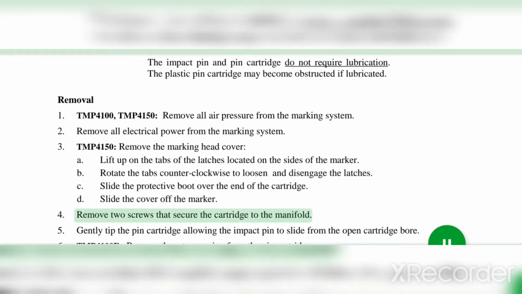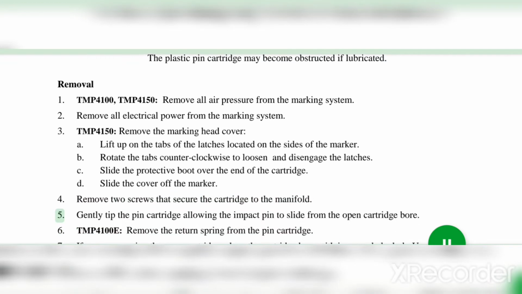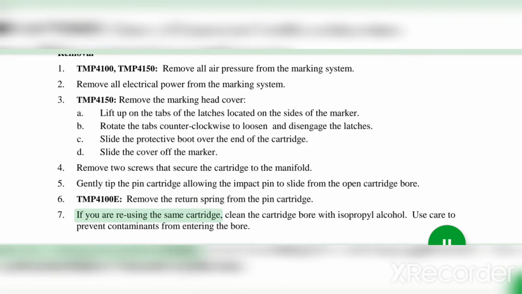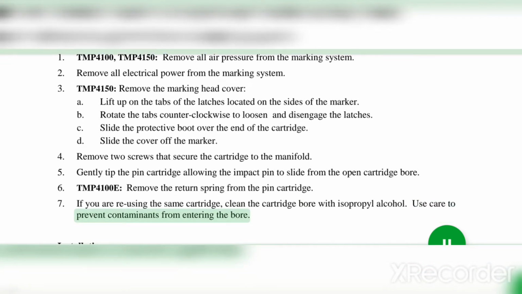4. Remove 2 screws that secure the cartridge to the manifold. 5. Gently tip the pin cartridge, allowing the impact pin to slide from the open cartridge bore. 6. TMP 4100E. Remove the return spring from the pin cartridge. 7. If you are reusing the same cartridge, clean the cartridge bore with isopropyl alcohol. Use care to prevent contaminants from entering the bore.